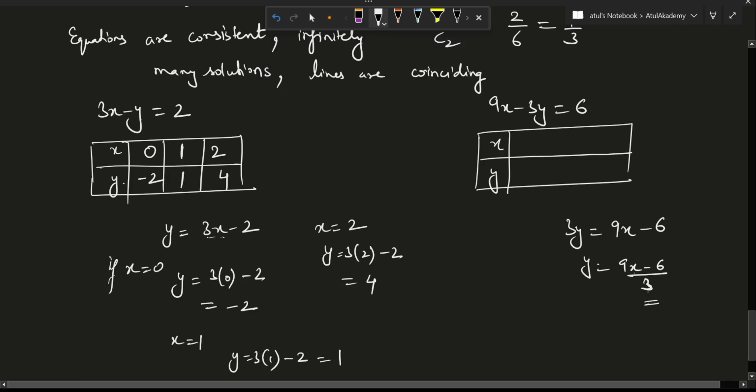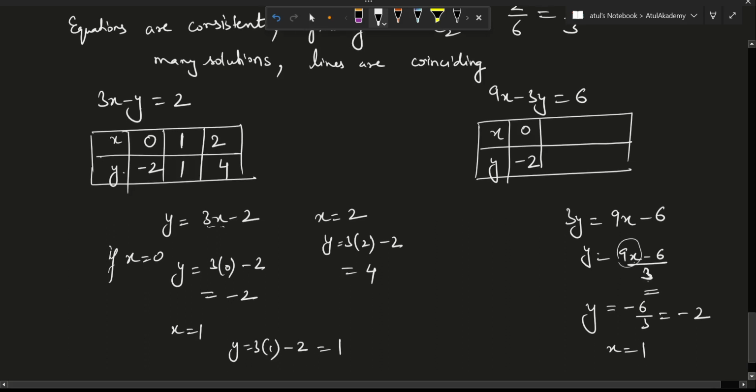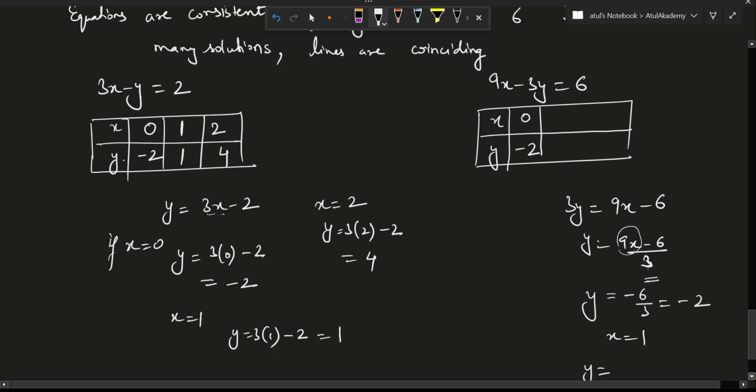Let's say I put x as 0. When I put x as 0, this whole term becomes 0. So what will be the value of y? 0 minus 6 is minus 6 by 3, which is minus 2. So 0, minus 2. Now let's put x as 1. I'll get y as 9 minus 6, that is 3 by 3, which is also 1. So one more point is similar over here. Another point is also the same. So it has the same solutions: 0, minus 2 and 1, 1. So 2 and 4 will also be a point for this.